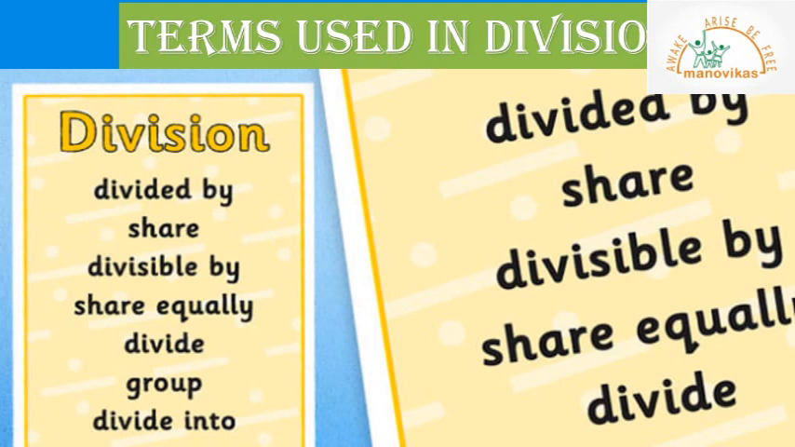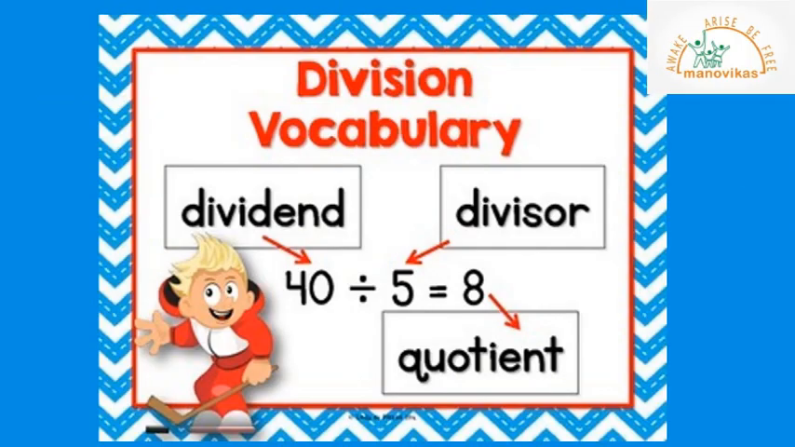Terms used in division are divided by, share, divisible by, share equally, or divide into. Here we have division vocabulary. 40 divided by 5 is equal to 8. Here number 8 is the quotient, number 5 is the divisor, and number 40 is the dividend.